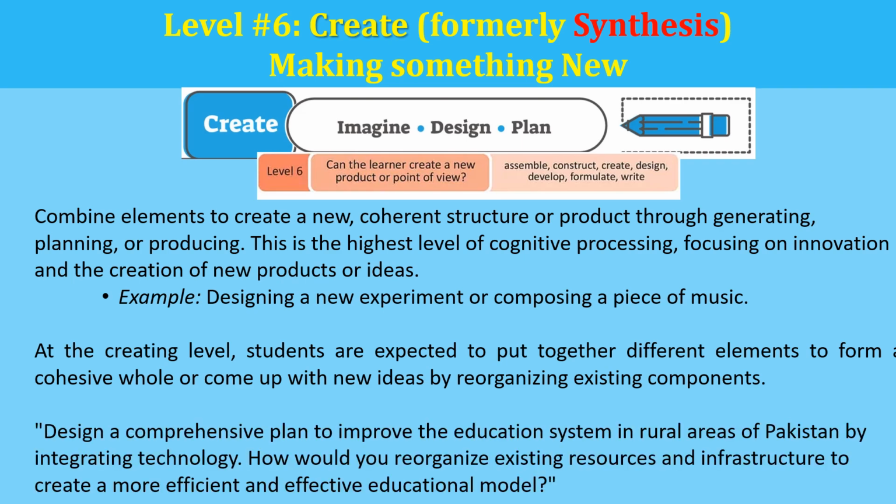The aim is toward the welfare of the society, which is one of the main purposes of Bloom's taxonomy. Question: design a comprehensive plan to improve the education system in rural areas of Pakistan by integrating technology. How would you recognize existing resources and infrastructure to create a more efficient and effective educational model? This introduction sets expectations and explains the cognitive process being tested before presenting the actual question.